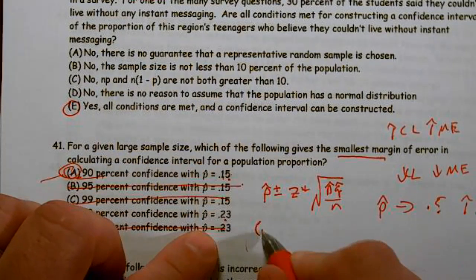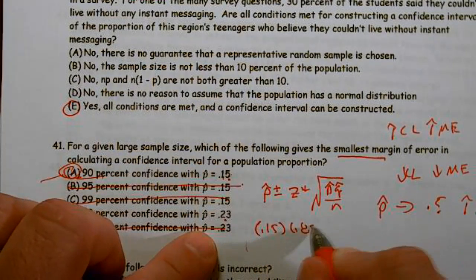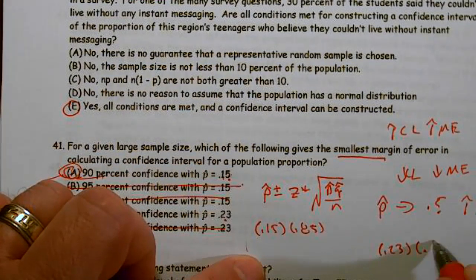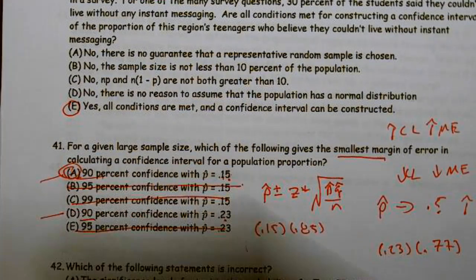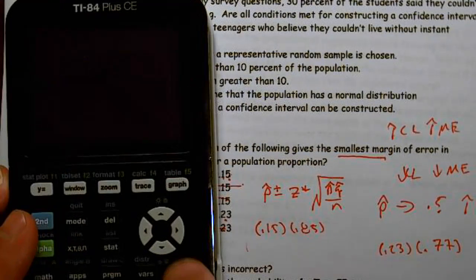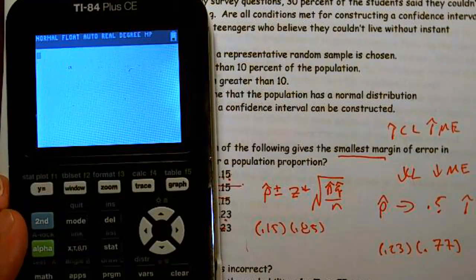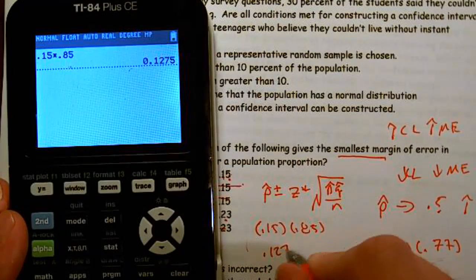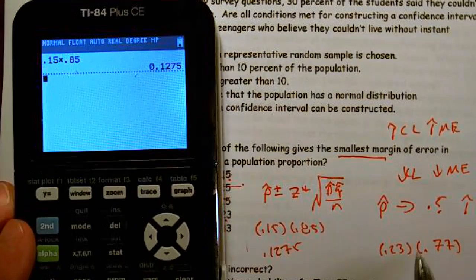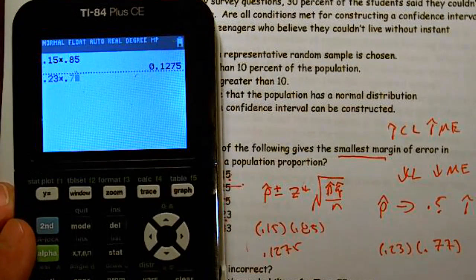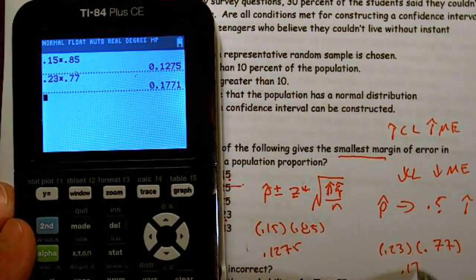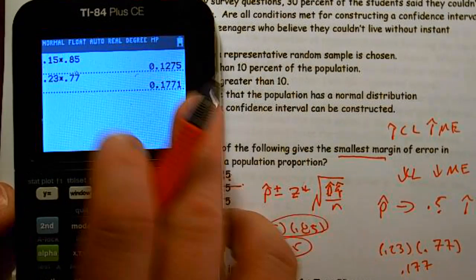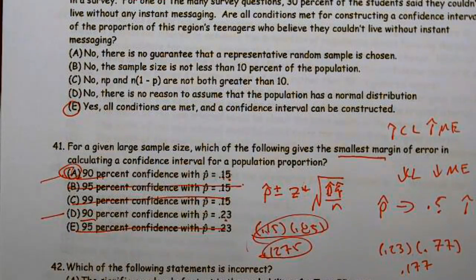Here's how I check it. 0.15 times 0.85, or we have 0.23 times 0.77. Let's take the 0.15 times the 0.85. That's 0.1275. That's smaller, that's the numerator. Or we have 0.23 times 0.77, and this one is larger. The larger the numerator, because it's multiplying, the wider it is. So this is smaller. Consequently, A is my smallest.